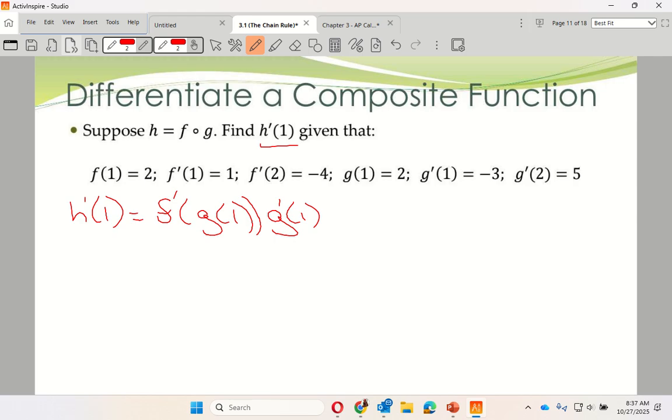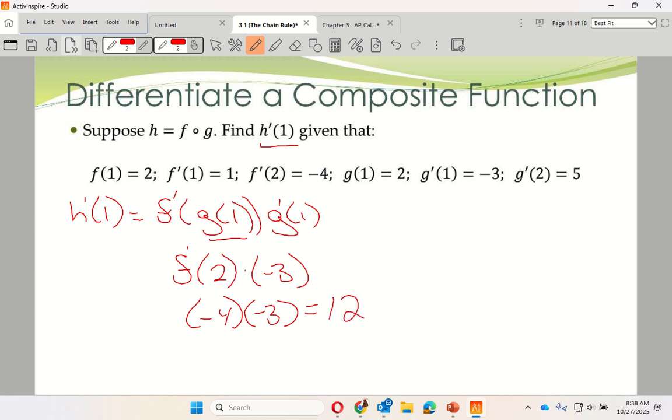So, let's see. f prime of g of 1, not g prime. Let's start with that. What is g of 1? It's 2. So that's going to go into my f prime. So now it's going to be f prime of 2 times g prime of 1. g prime of 1 is going to give me -3, and f prime of 2 is going to be -4, which is a grand total of positive 12.